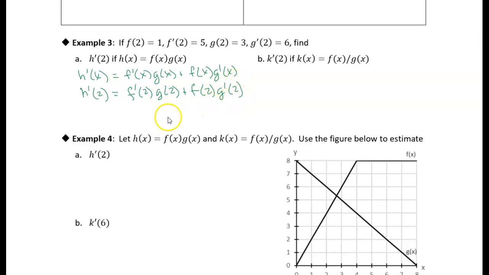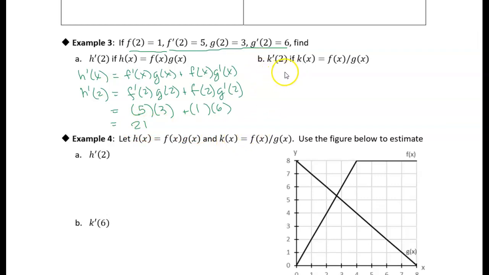All right. So now we can just use the values that were given up here. We have the values given here, I guess all the way back to here. So we can see that f prime of 2 is 5, so I'll just write 5. g of 2 is 3. f of 2 is 1. And g prime of 2 is 6. Okay, so that is just arithmetic. So 15 plus 6 is 21. So the answer is 21.